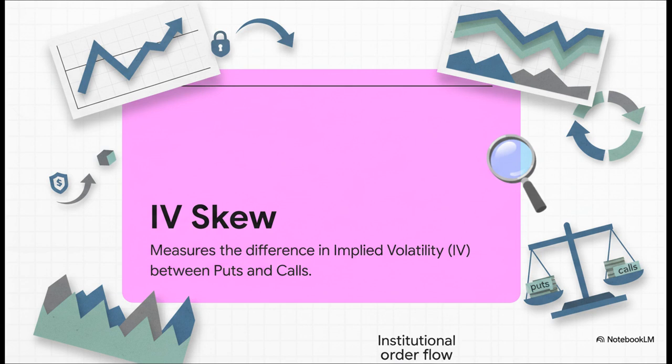Well, skew simply measures the difference in implied volatility, the expected price movement, between put options and call options. Now, in a normal, healthy market, puts are usually a little more expensive. Why? Because big institutions are constantly buying them as portfolio insurance, just in case things go south. Skew tells us when that demand for insurance gets totally stretched to an extreme.